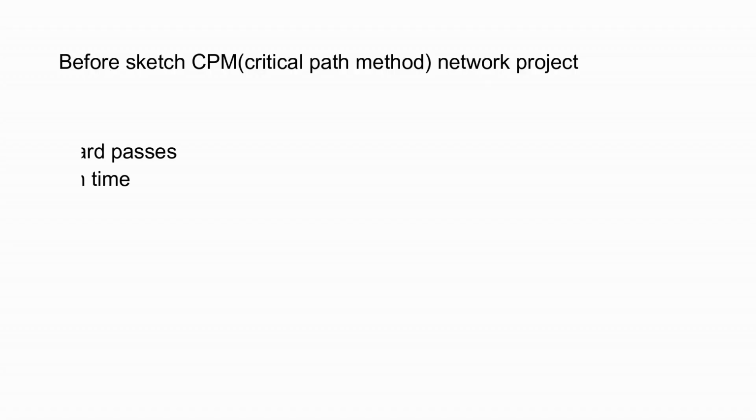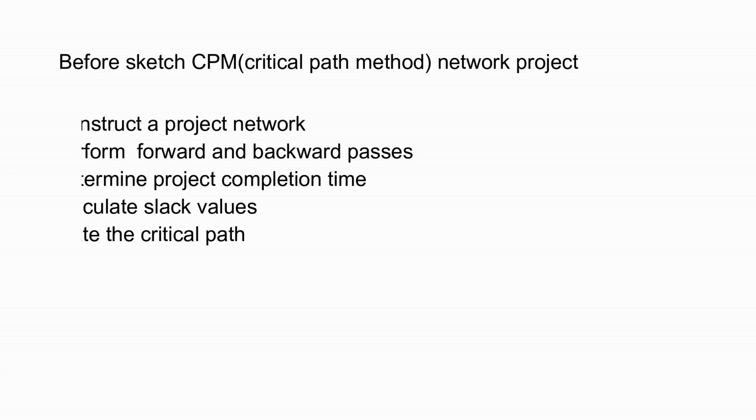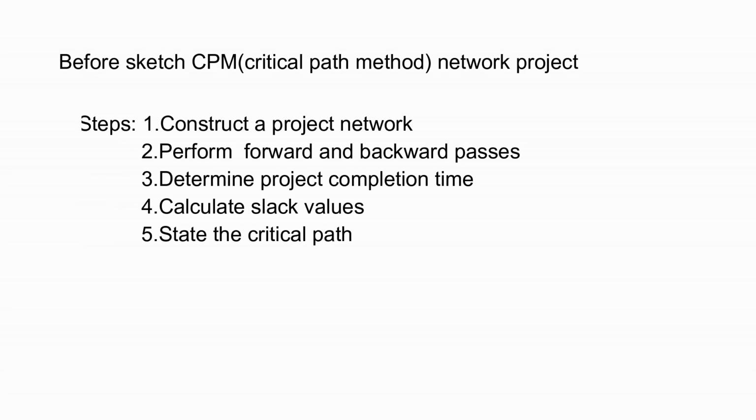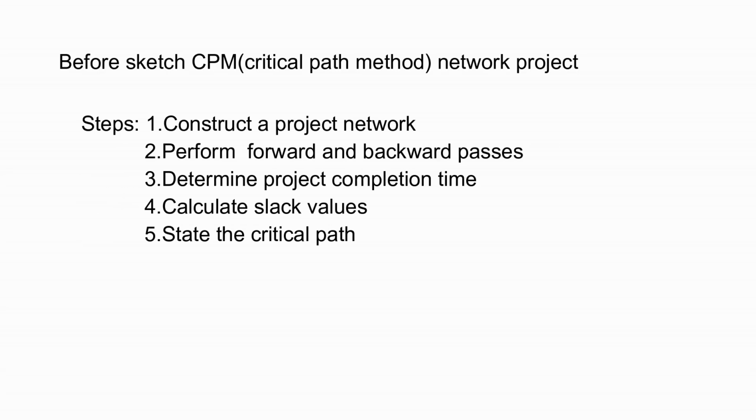Before we sketch a CPM network for a project, we have to construct a project network. Next, perform forward and backward passes. Third, determine the project completion time. Fourth, calculate slack values. And lastly, fifth, state the critical path.